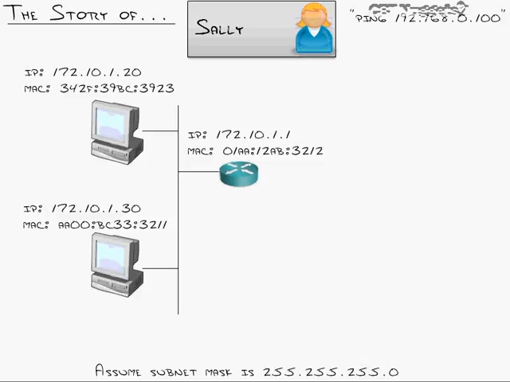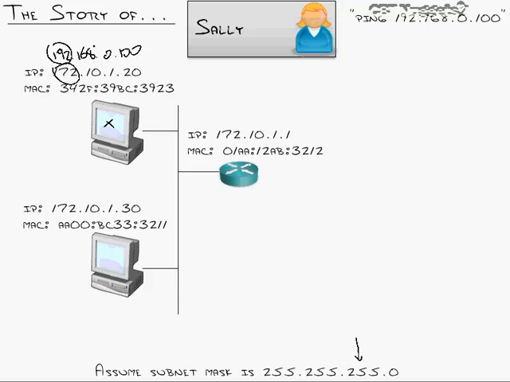Now that we're zoomed in, we're at the host 172.10.1.20, this guy right here. And we have Sally who said ping 192.168.0.100. So again, same as the Bob scenario, we're assuming the subnet mask is 255.255.255.0. So first thing the computer does is says, okay, well, let's line it up. 192.168.0.100. Let's compare networks. I've got 192 and then I've got 172.